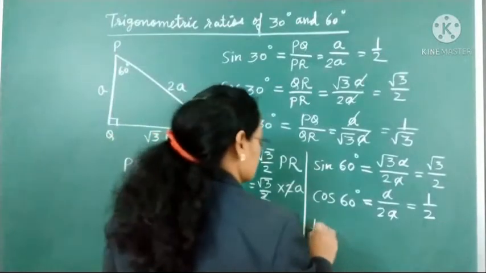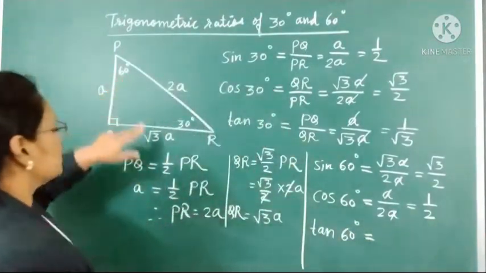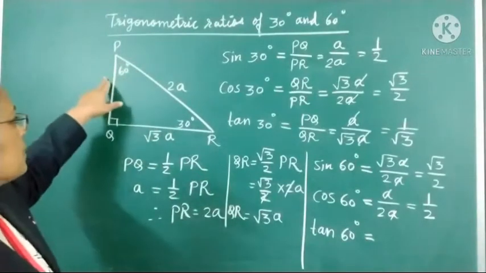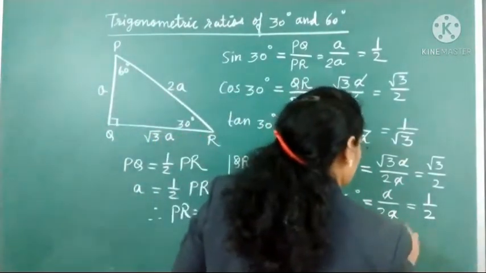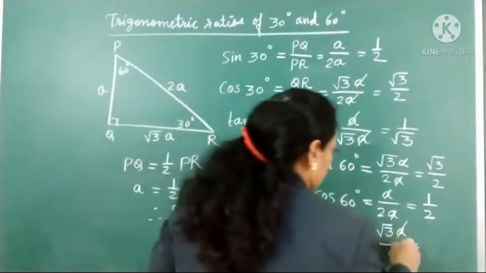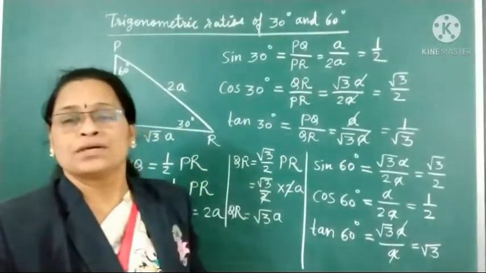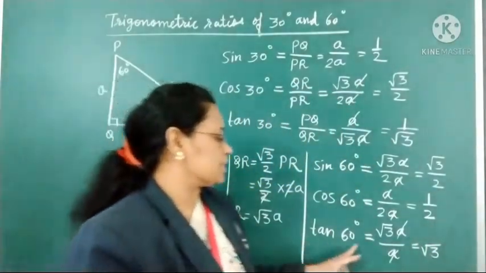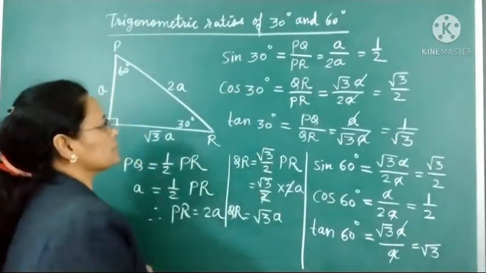Now tan 60 degree. Tan 60 degree is opposite side to adjacent side. Opposite side root 3A to adjacent side A. If we cancel this A, we'll get the answer, that is root 3. So what is the value of tan 60 degree? Root 3. Let's give attention towards the values.